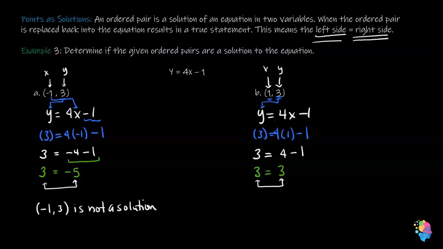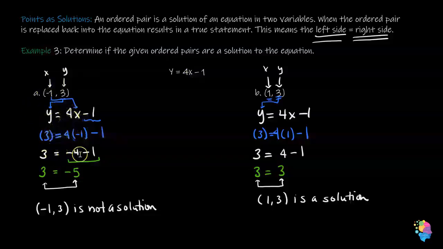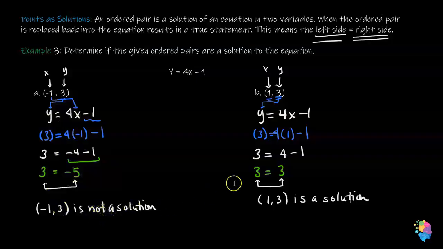So when that happens, that means that the point that we were given, in this case 1, 3, is a solution to the equation. So how do we know if a point is a solution to the equation? We plug it into the equation and continue to simplify. If we get a false statement, this is not a true statement, then it's not a solution. But if we get a true statement, that means that the left side is equal to the right side, that means that this point is a solution. So let's try another example.